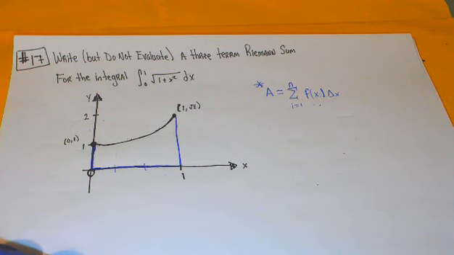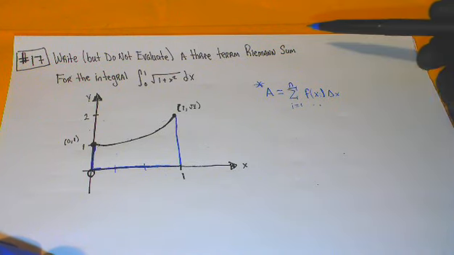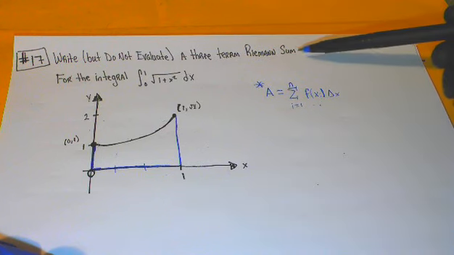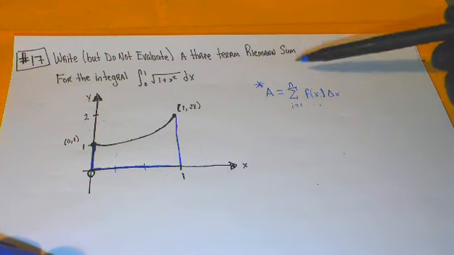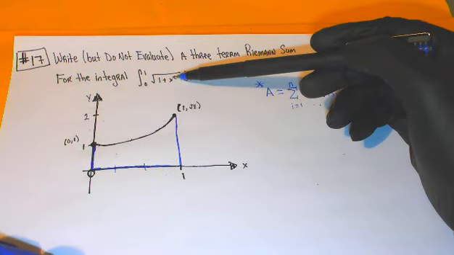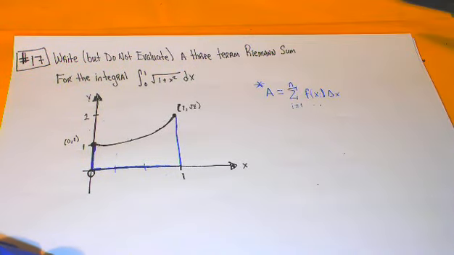Okay, so in this video we're going to take a look at problem number 17 and 18 of the sample final. Number 17 states to write but do not evaluate a three-term Riemann sum for the integral from 0 to 1 of the square root of 1 plus x squared dx.